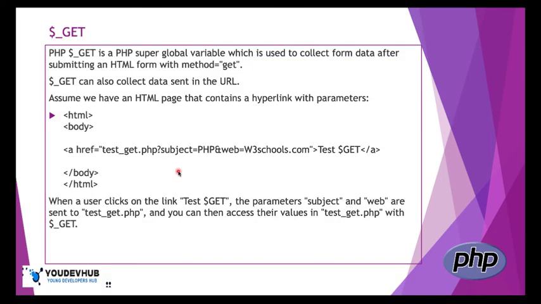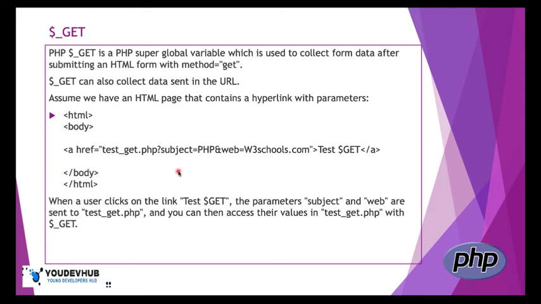Now we come to the get method. The PHP get method is a PHP super global variable which is used to collect form data after submitting an HTML form with a method of get. Just like we have for the post, we also have for the get. It's also used to submit form data. Another interesting feature about the get is that it can also collect data sent in the URL.